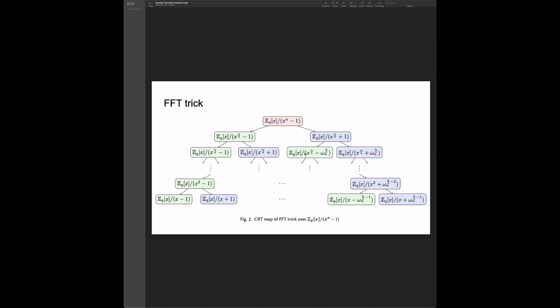Hello, can I ask a question? To do this log n decomposition, we need to choose n to be a power of two, right? Yes. For this to work, n has to be a power of two. I guess that's also why most practical implementations of FFT use powers of two, or they pad the coefficients to a size that is a power of two.